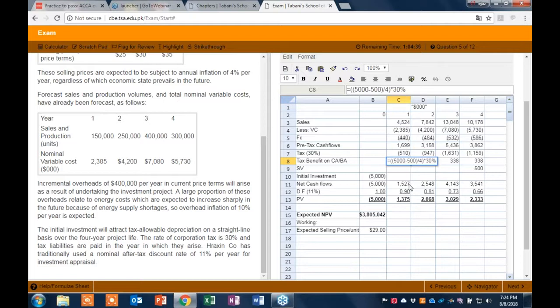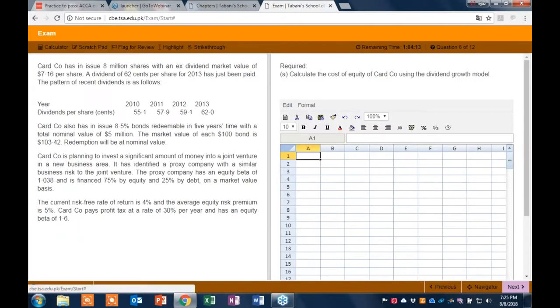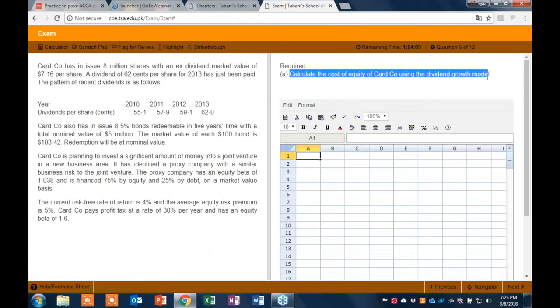So I hope the question is clear now. Okay, so let's move towards our next question. Well, the next question is about calculating the cost of equity.